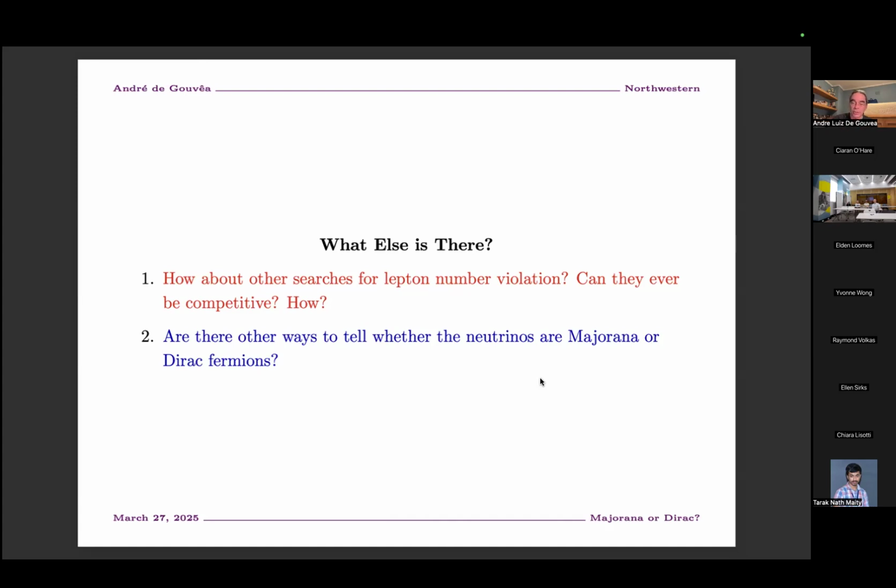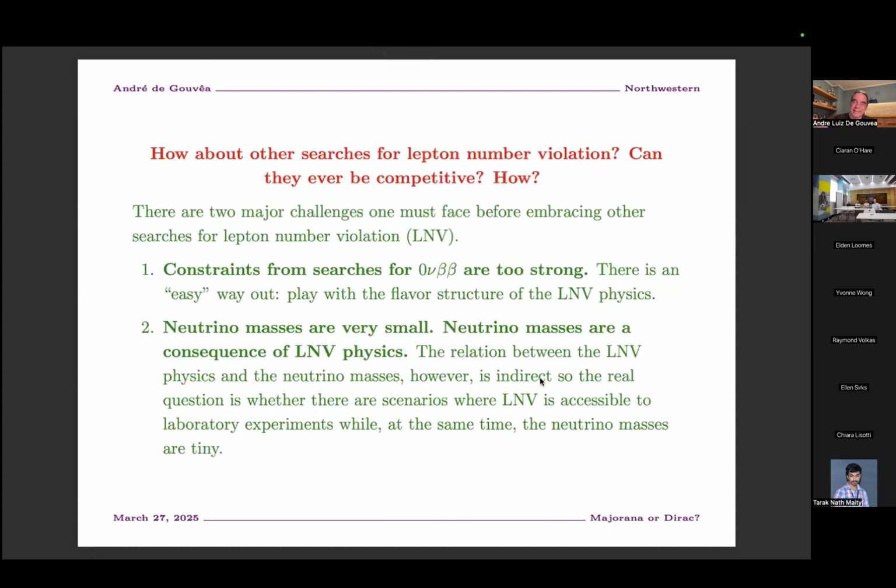So I want to talk about those two things. I'll talk about the second thing more, but just very briefly, you can ask yourself, can I look for lepton number violation in different ways? And how do I do that? The short answer is there are lots and lots of different ways of looking for lepton number violation.